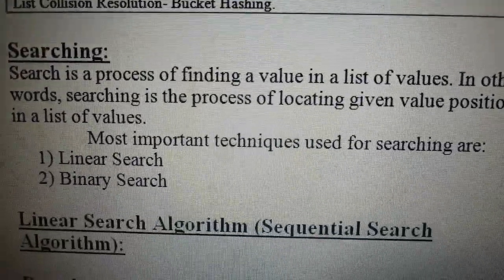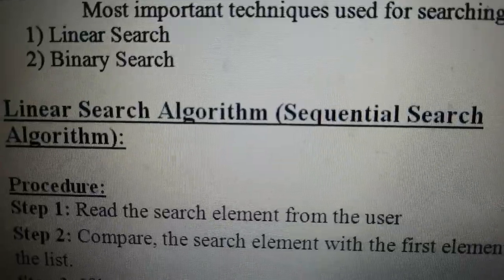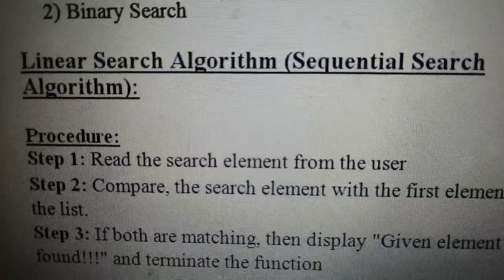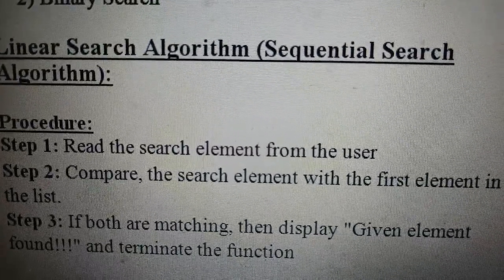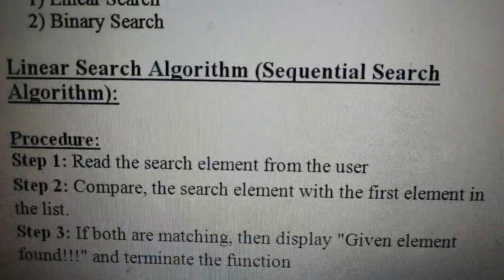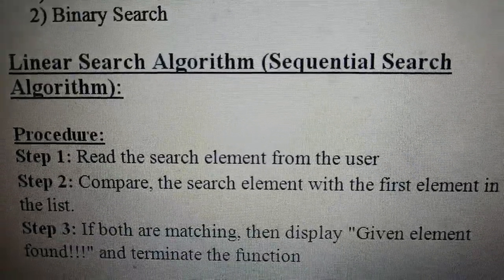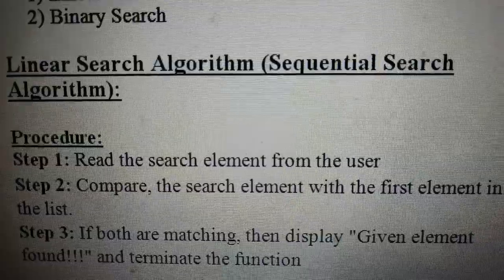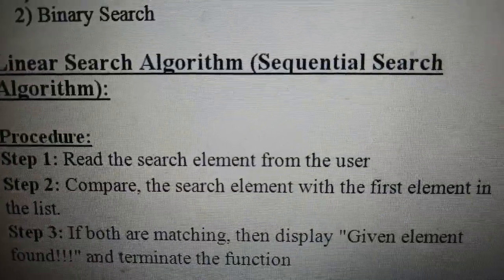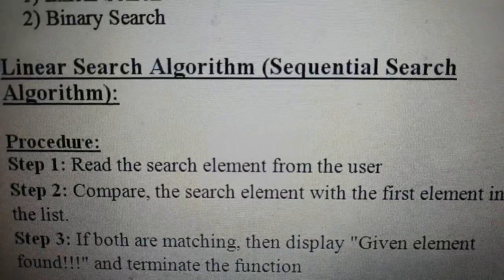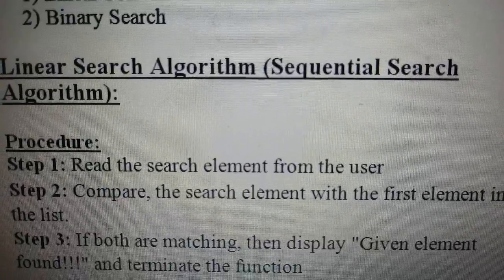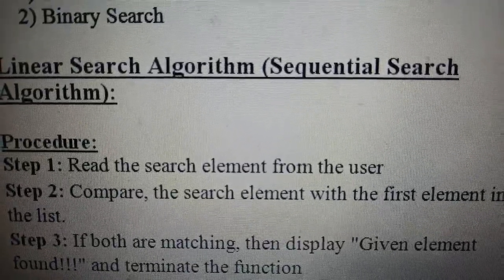Coming to the linear search algorithm, it is also called sequential search. Linear search is searching for an element location by location, moving from the first location to the last location, finding whether the value is present or not. That is the process we follow in the linear search algorithm.